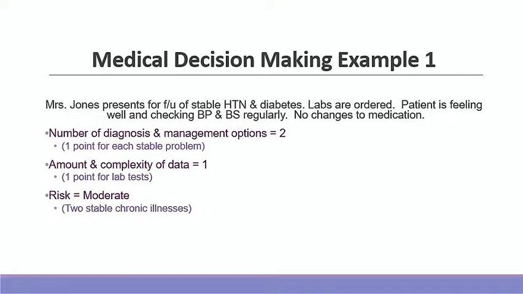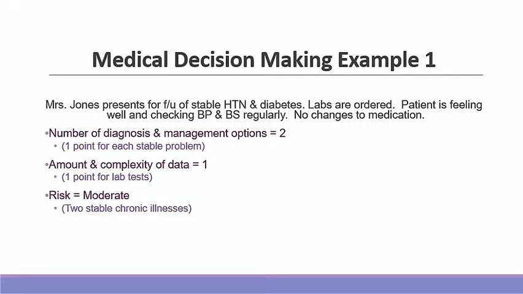Now that we have reviewed the three elements of MDM, let's look at a few examples to calculate the overall medical decision-making for an E&M code. These examples are very condensed documentation just to give us relevant information needed to calculate the MDM. Example 1 is Mrs. Jones, who is presenting for follow-up of her stable hypertension and diabetes. Labs are ordered for her, and the patient has been feeling well and checking her blood pressure and blood sugars regularly. There are no changes made to her medications.